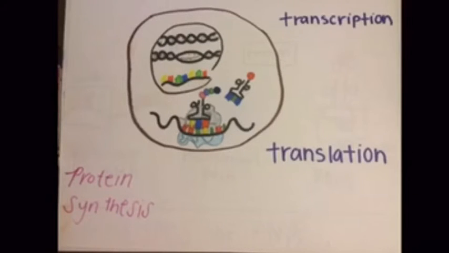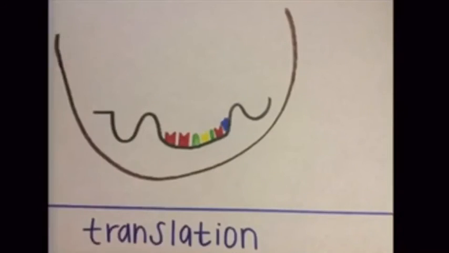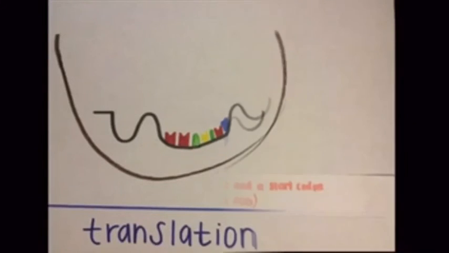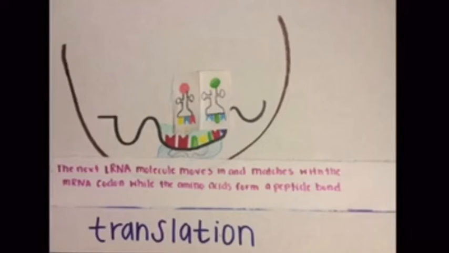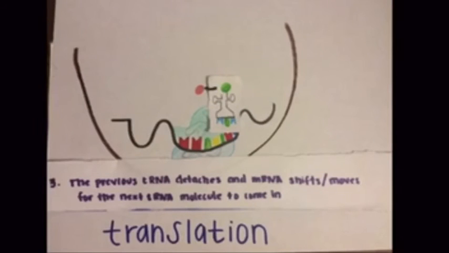Translation occurs in the cytoplasm where there are ribosomes. To get the translation started, mRNA attaches to a ribosome and a codon must be read. Usually, this starts with AUG. The next tRNA molecule moves in and matches with the mRNA codon while the amino acids form a peptide bond. The previous tRNA detaches and the mRNA shifts and moves for the next tRNA molecule to come in.